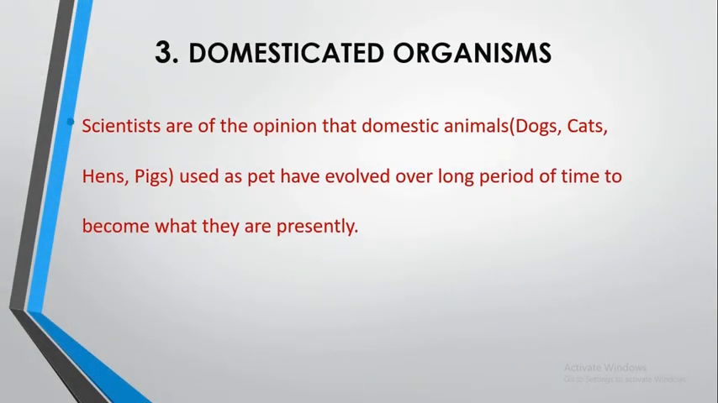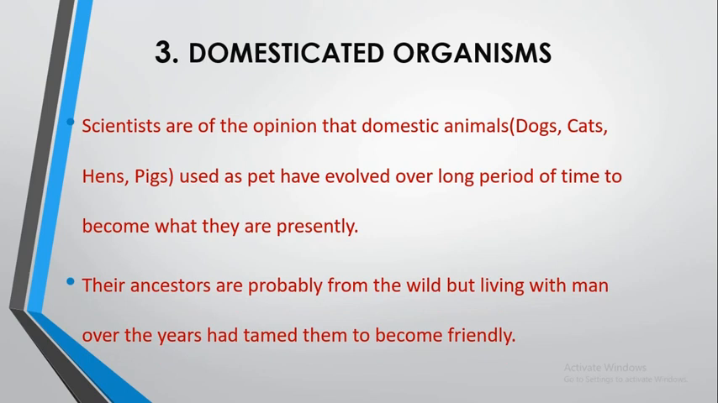Number 3, domesticated organisms. Scientists are of the opinion that domestic animals such as dogs, cats, hens, pigs, and so on, used as pets in our homes or environment now, must have evolved over a long period of time from what they used to be to what they are presently. Their ancestors are probably from the wild, so you must have heard wild dogs, wild cats, wild pigs, wild horses, and so on. However, living with man over the years, man has been able to train them and tame them to become our pets, to become friendly and our companion. So this is showing evolution from the wild to the tamed.